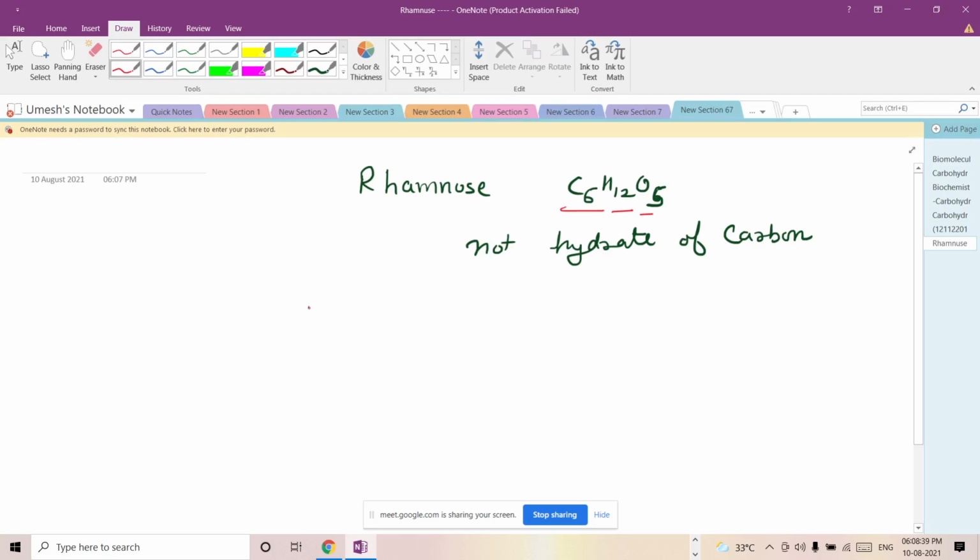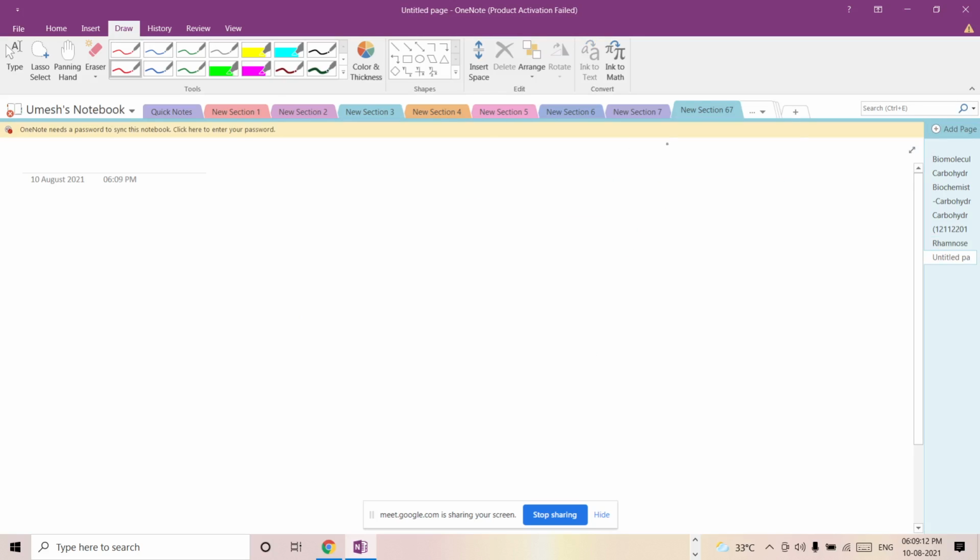We have deoxyribose. This formula is C5H10O4. This is a carbohydrate, but it is not a hydrate of carbon. Even though these are carbohydrates, they are not hydrates of carbon. So this is against the definition.